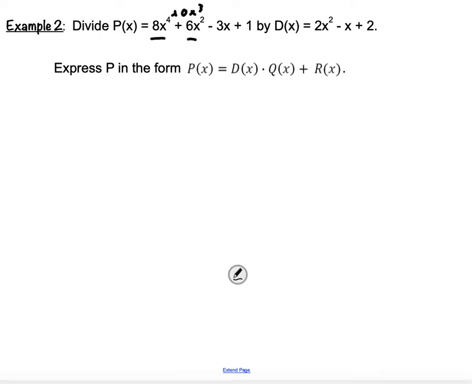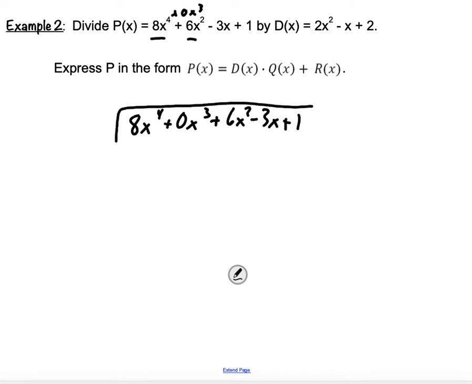All right, so then when we write it out, it's going to go 8x to the fourth plus 0x to the third. Underneath the box, we're dividing it by our divisor there, which is 2x squared minus x plus 2. We want to think 2x squared times what gives us an 8x to the fourth. That would be a 4x squared.